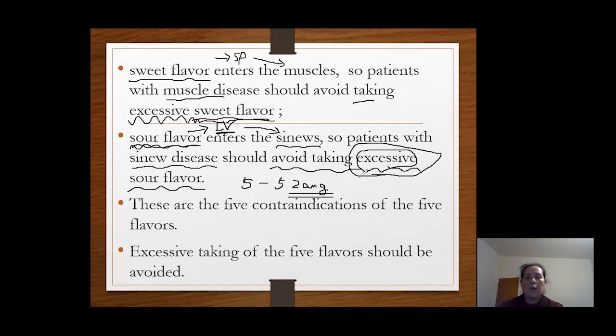So that's we're talking about the 5 zang organs here and the different functions here. So that's we say the 5 contraindications of the 5 flavors. Excessive intake of the 5 different kinds of flavors should be avoided. But a suitable amount will be beneficial. So that's what we're talking about here. So how about the herbs?